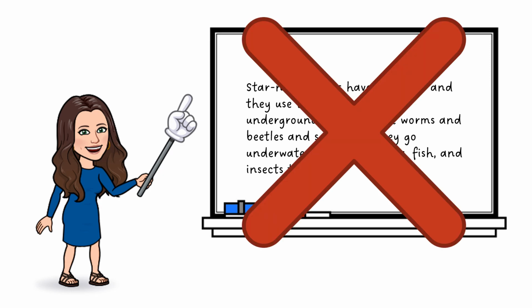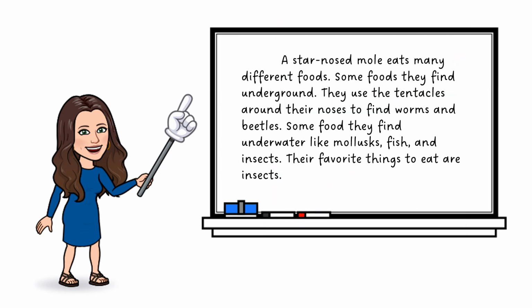Well, this is a run-on sentence. I'm trying to cram too much information into one sentence. So then I reread all the same information to you, but in paragraph form. And it went something like this. A star-nosed mole eats many different foods. Some foods they find underground. They use the tentacles around their noses to find worms and beetles. Some food they find underwater, like mollusks, fish, and insects. Their favorite things to eat are insects.